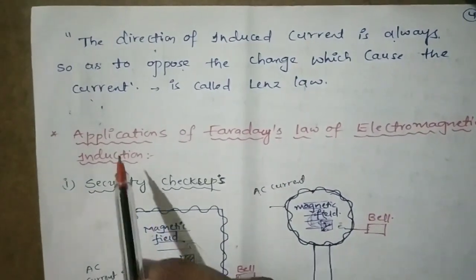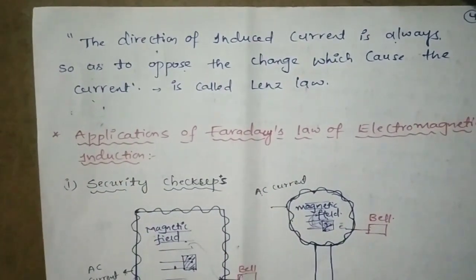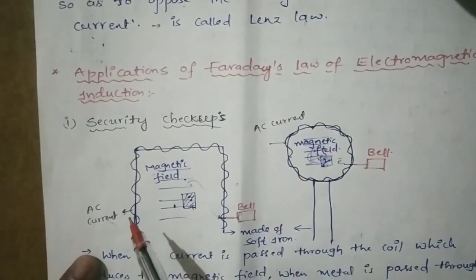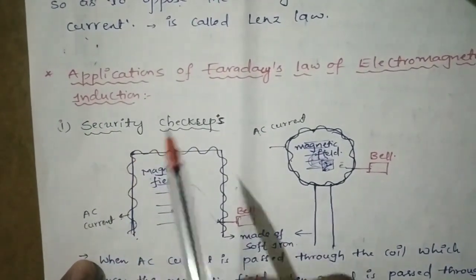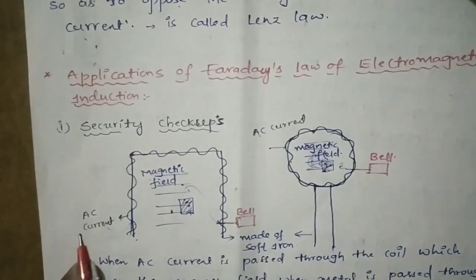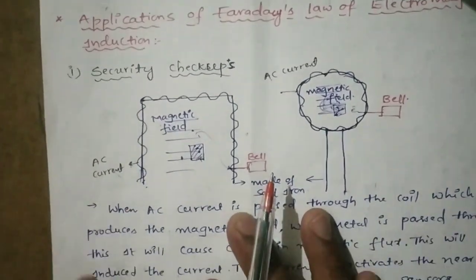Now let us see some applications of Faraday's law of electromagnetism. See what applications we have. The first one is used in security checkups. Faraday's law is used in security checkups. Let us see how it is used.